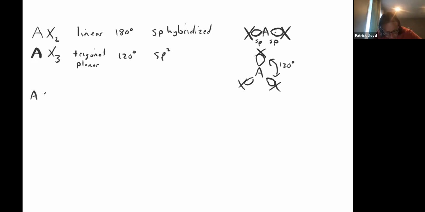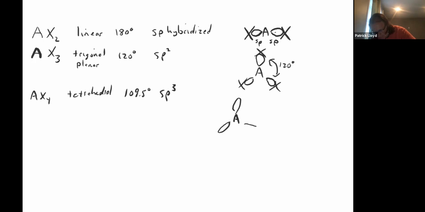And then you get up to AX4. This one's tetrahedral, and that's 109.5 degrees, and that's sp3. And then again, there's 4 of them. So what happens is you get these orbitals that look something like this. So there's your 4 X's. And those are 109.5 degrees.